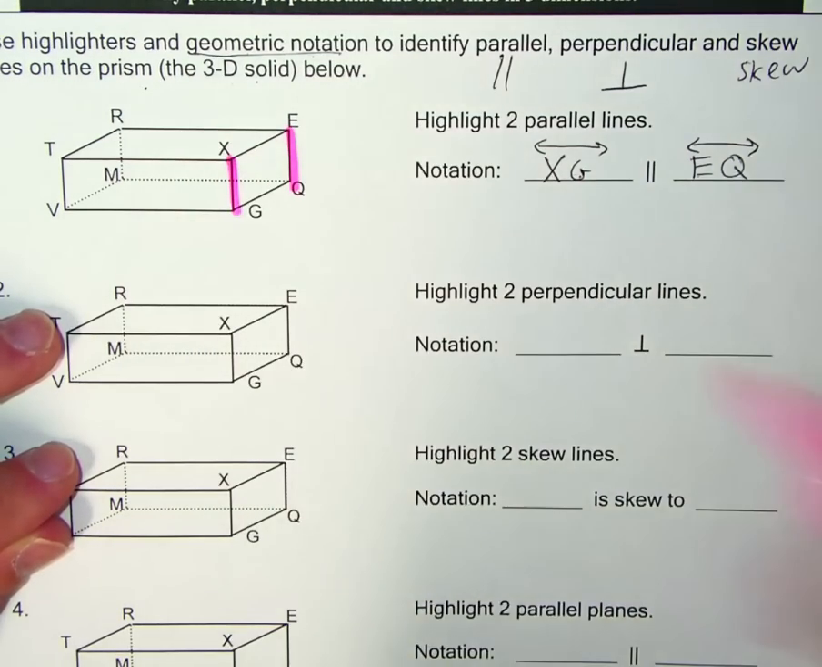Okay, and notice our find is to identify. That's what we're trying to do. That's what we're trying to find. We're trying to name those things. So there is a pair of parallel lines. I could have gone in another way.